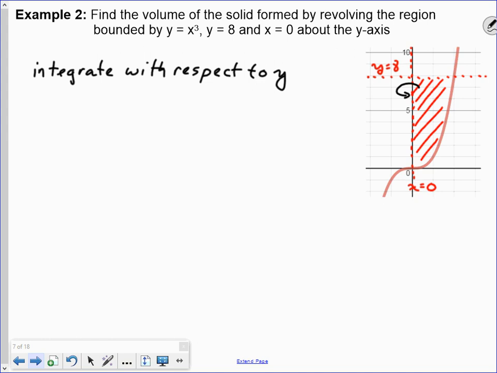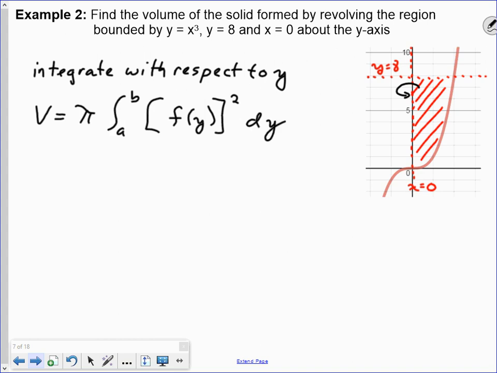So our volume formula is going to be the integral from a to b, but instead of a function of x, we want a function of y, and we want to integrate with respect to y. So the function that we have to work with here is y equals x cubed. We want to turn this into a function in terms of y. So let's just isolate for x here. Taking the cube root of both sides gives us x is equal to the cube root of y, or y to the 1/3. So this then is going to be our function of y. f of y is y to the 1/3.